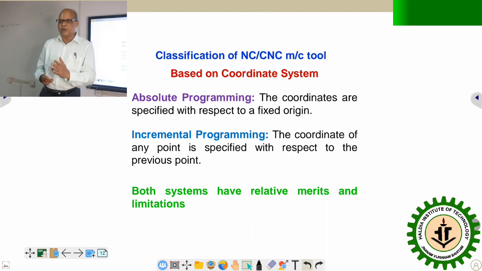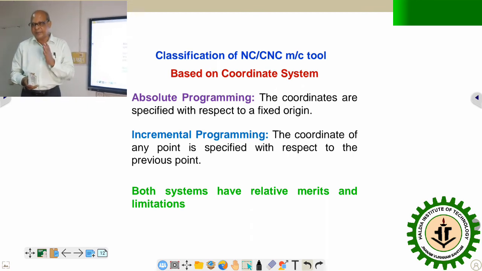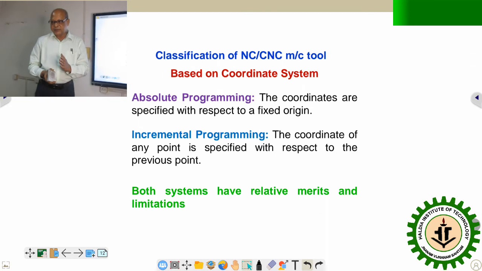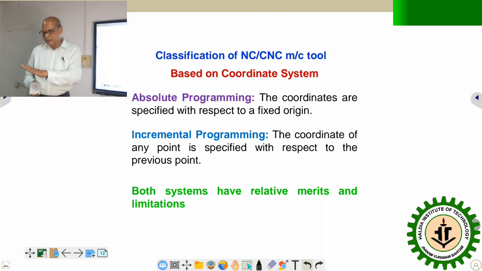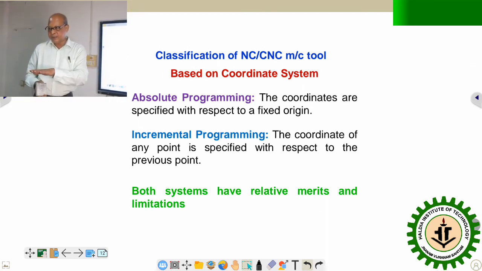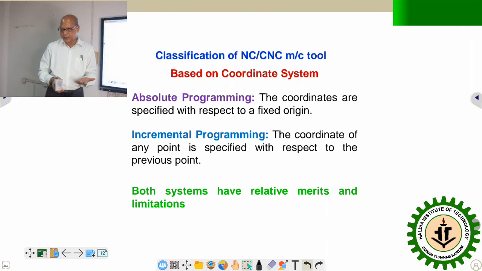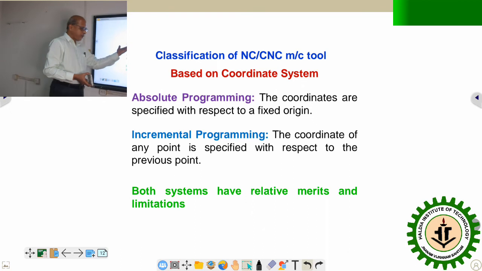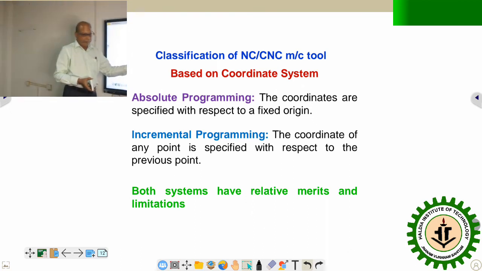This feature is called, and afterwards we will discuss it, mirror imaging. Mirror imaging is basically duplication of one part to get another part which is identical with the former. So that reduces our programming effort.